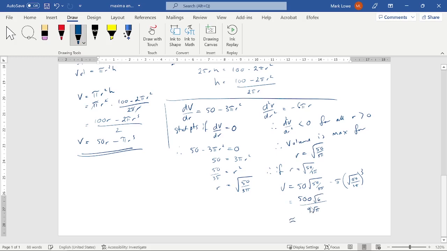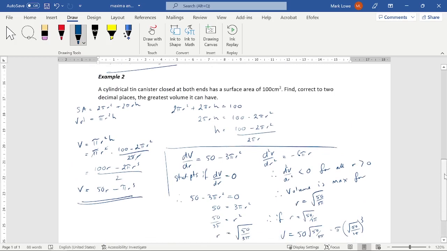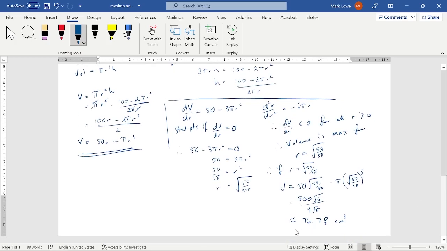Doesn't really make a lot of sense, does it? But actually, to two decimal places, which it asks for, it is 76.78. Okay, so cubic centimetres. So that is our maximum volume.